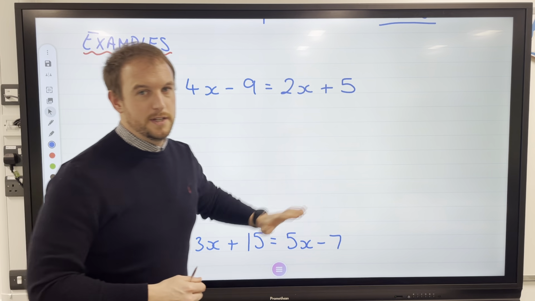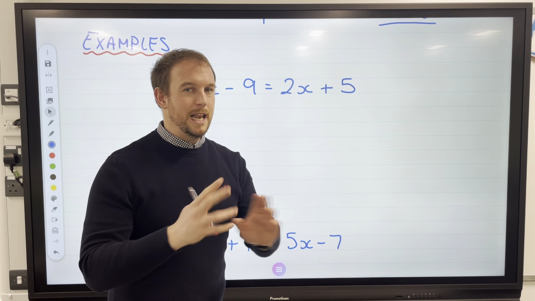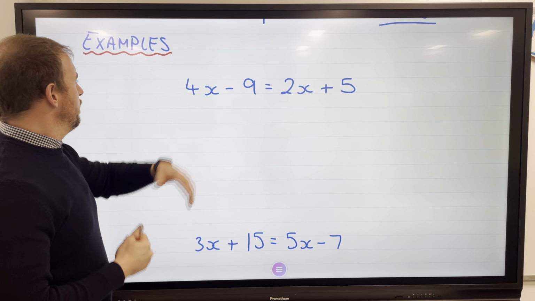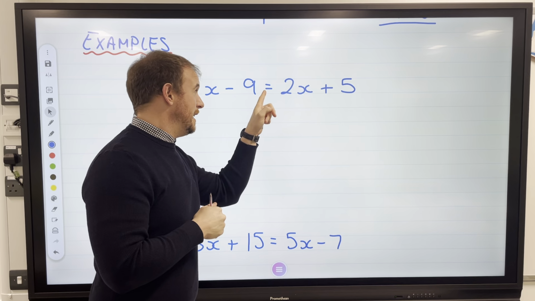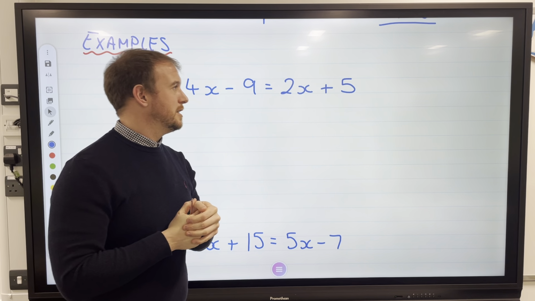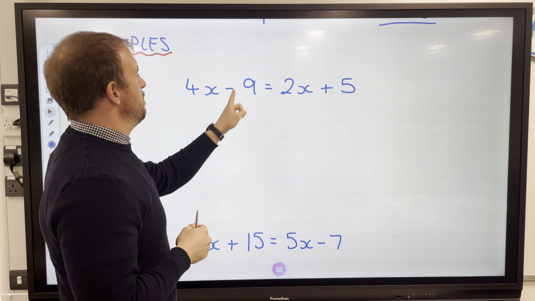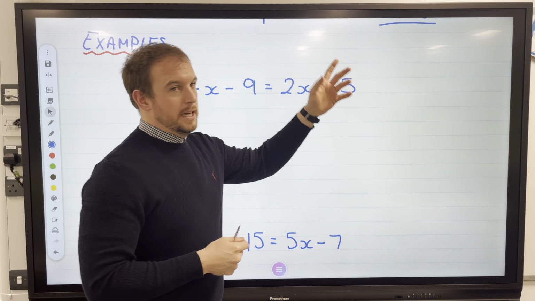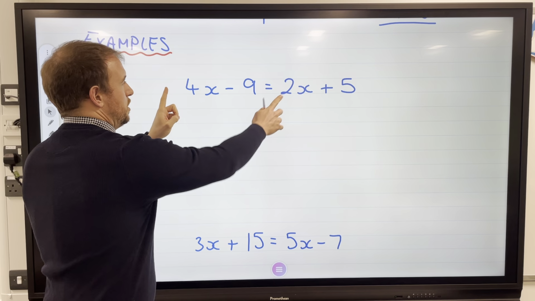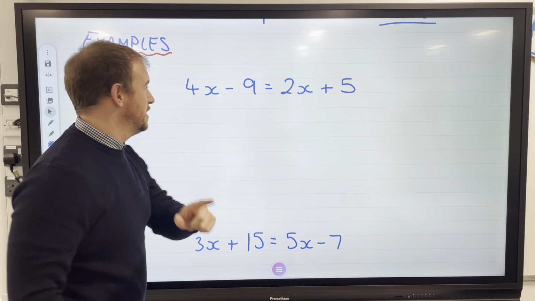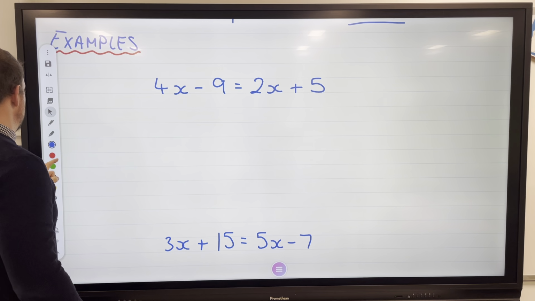Okay, I've got a variety of examples showing things in a slightly different format. So I've got 4 lots of x, take away 9, is equal to 2 lots of x plus 5. Okay, now before, we would circle the number and then bring it over, etc., etc. However, we have got unknowns on both sides. Your tip now, use different colour pen.